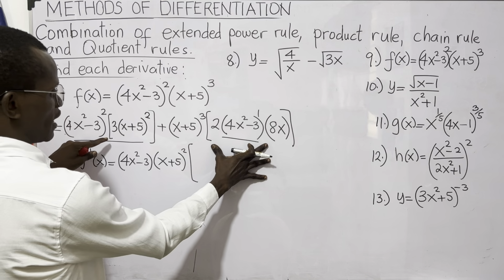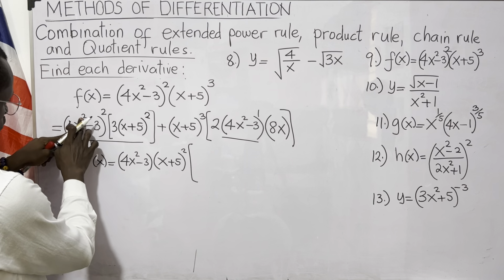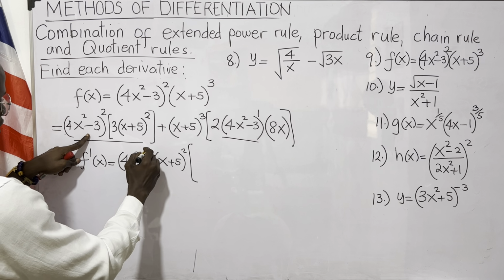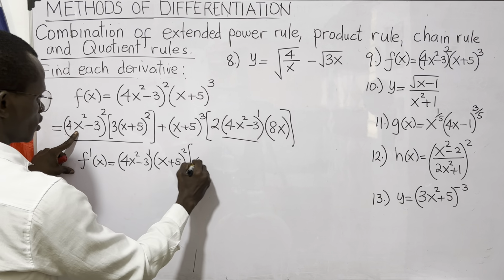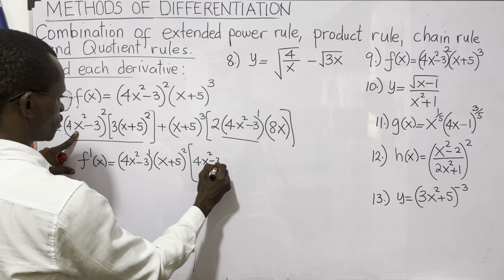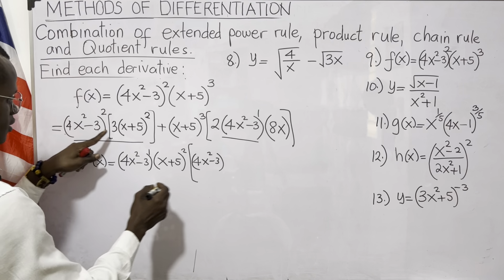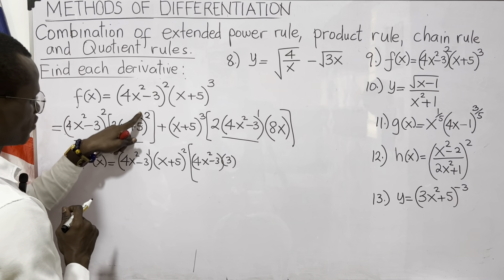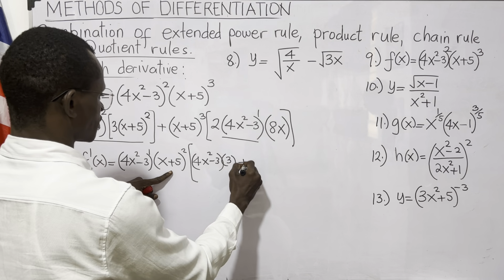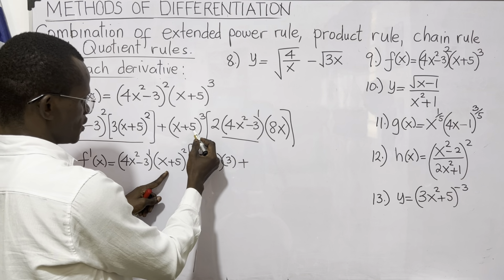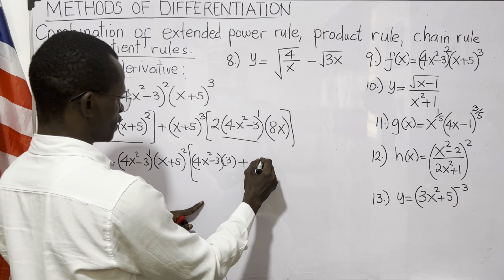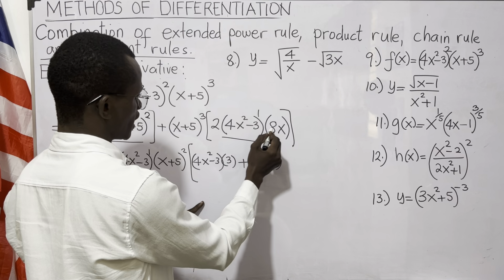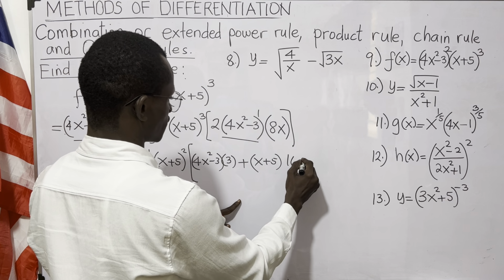These are the two terms that we have. So we have 4x squared minus 3, raised to the first power, so we are left with just 4x squared minus 3 times 3, because x plus 5 raised to the second power is already outside. Plus x plus 5 raised to the third power, this is second, so you're left with x plus 5 raised to the first. This is 2. 2 times 8 is 16, 16x.